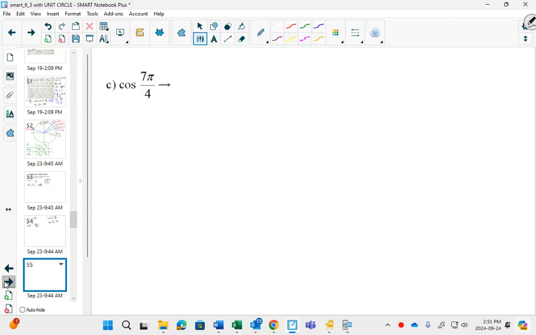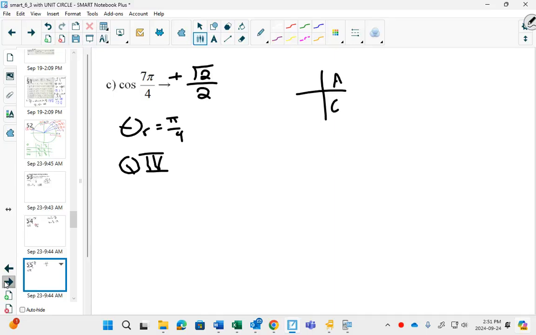Cos of 7 pi over 4. I would think about my pi over 4 family, and cos of pi over 4 is root 2 over 2. Then I would think about which quadrant 7 pi over 4 is in. I don't have to write that plus sign there, but it's just telling me that I thought about quadrant 4, cos is positive.